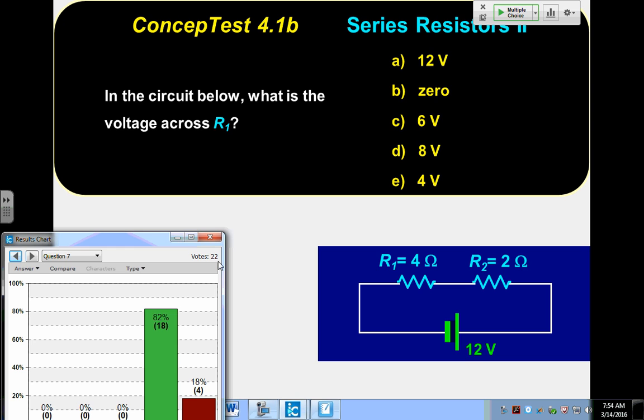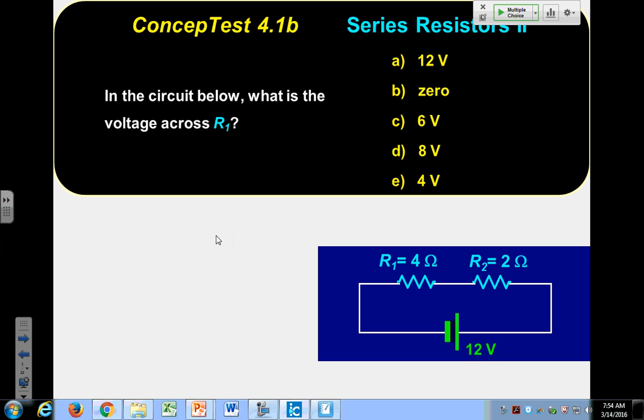Okay, good. 8 volts is right. I'm going to have 8 volts across the 4 ohm resistor and 4 volts across here. My equivalent is 6 ohms, so I have 2 amps coming through the circuit. 2 times 4 is 8.